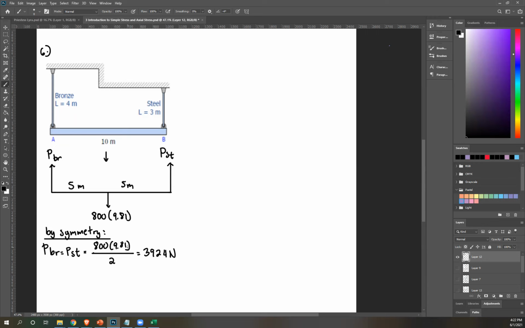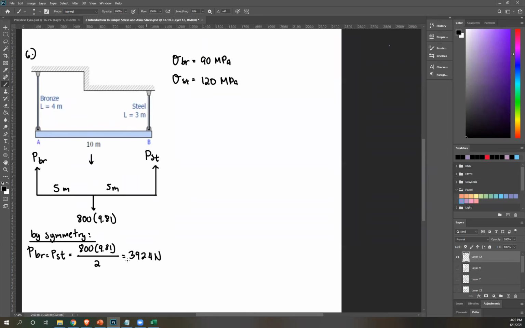Now I can solve for area using the given stresses. Okay, let's write the given. Stress for bronze was 90 MPa. Once again, this is given. Stress for steel was 120 MPa. I'm going to use these two to figure out what's the allowable area. And luckily, PBR equals PST, so that's easier to solve. So stress BR equals PBR over ABR. Okay, so 90 equals 3924.